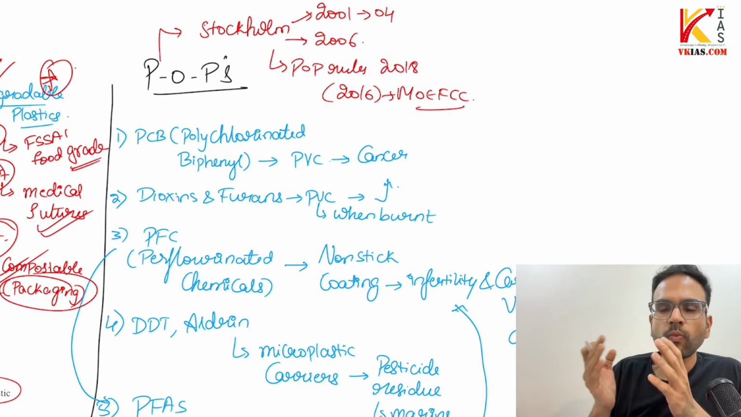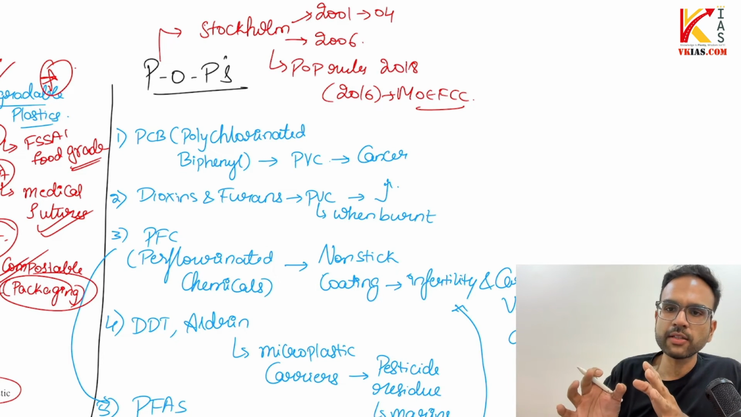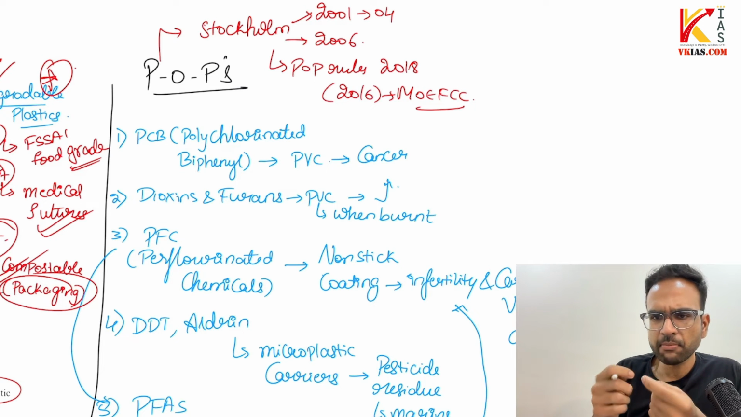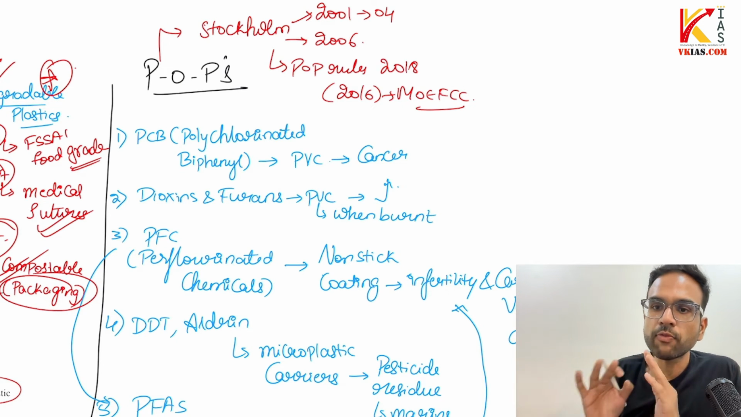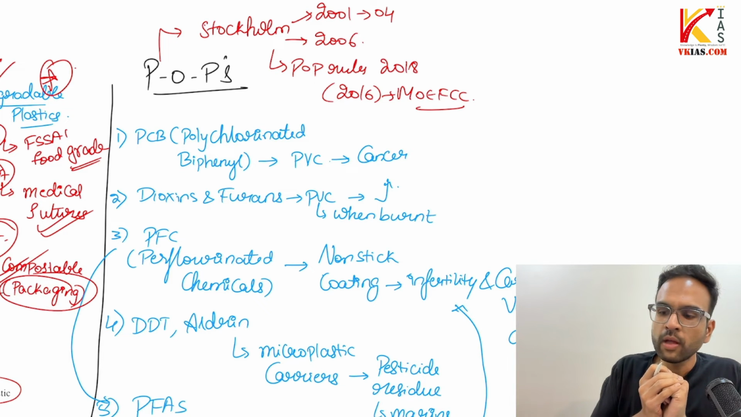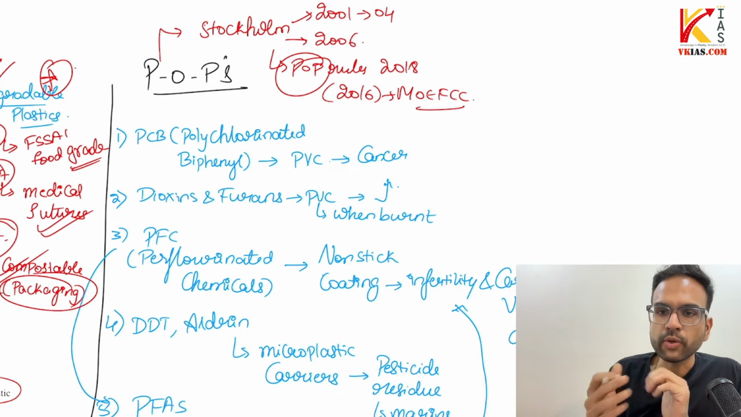Basically, what I told you, there are certain chemicals, even though they're malleable, that is, they can be bent easily, they can be reshaped easily. Chemically, they are so stable and non-degradable that they exist practically forever. They are called forever chemicals. Since they last forever, they are called persistent pollutants.